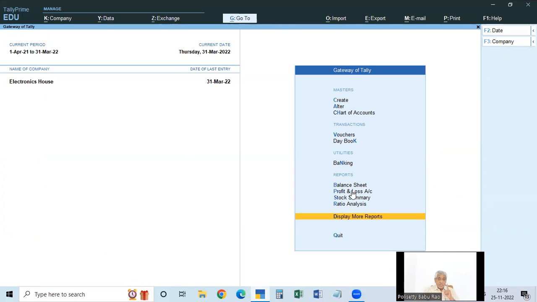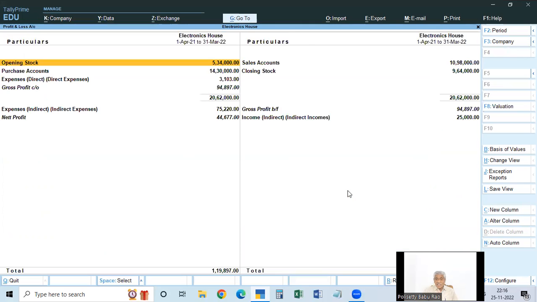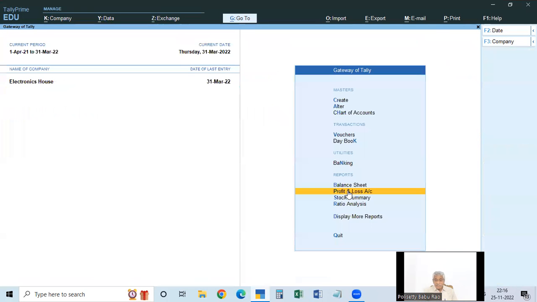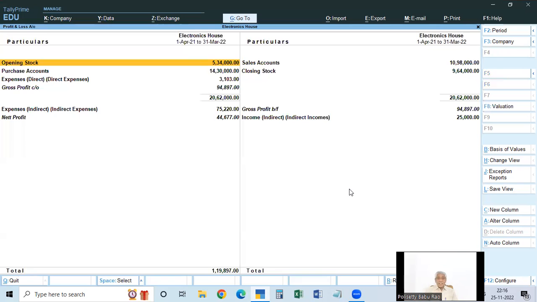This profit and loss can be seen at two places, like trial balance. In the gateway of Tally, first are masters, transactions, utilities. After that, reports. In the reports, the second one is profit and loss account. If you click that, you will get the profit and loss account.